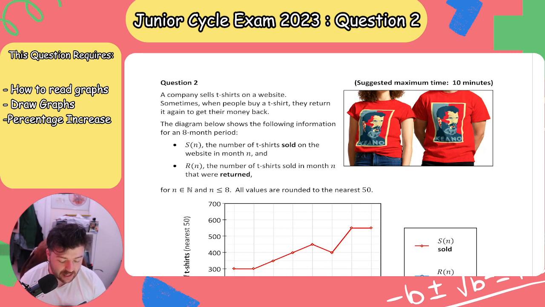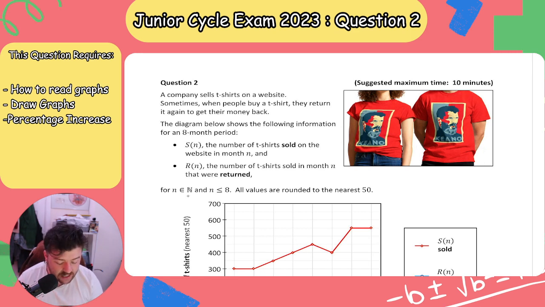So, a company sells t-shirts on a website. Sometimes when people buy a t-shirt, they return it again to get their money back. The diagram below shows the following information for an 8-month period. S_N, the number of t-shirts sold on the website in month N, and R_N, the number of t-shirts sold in month N that were returned.